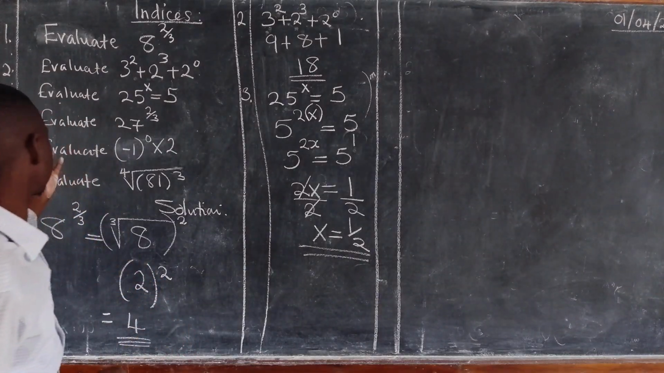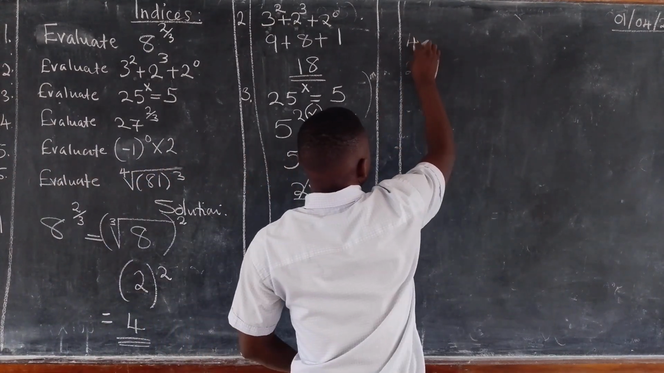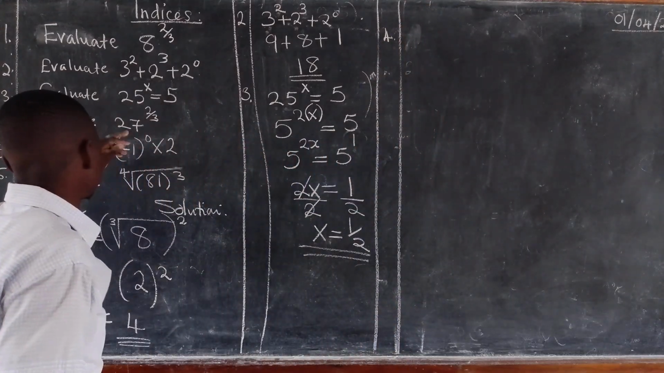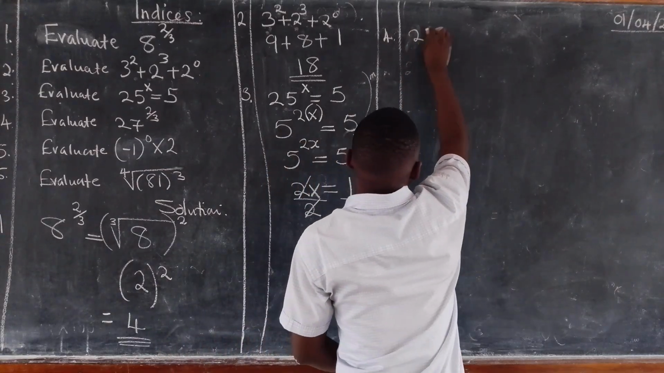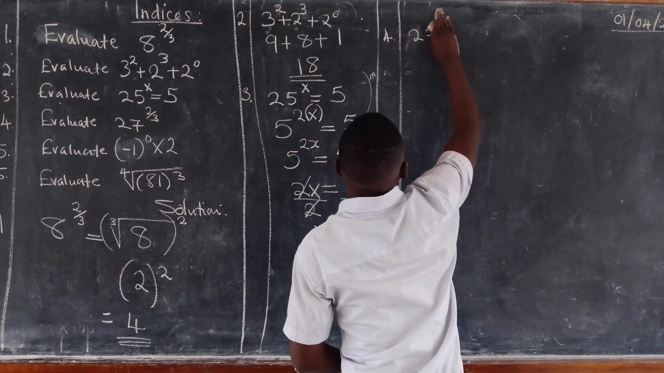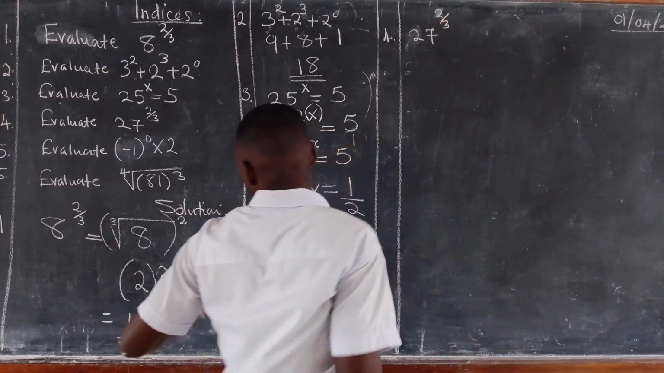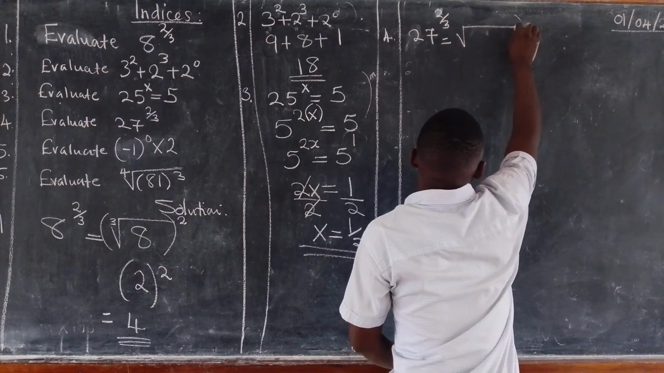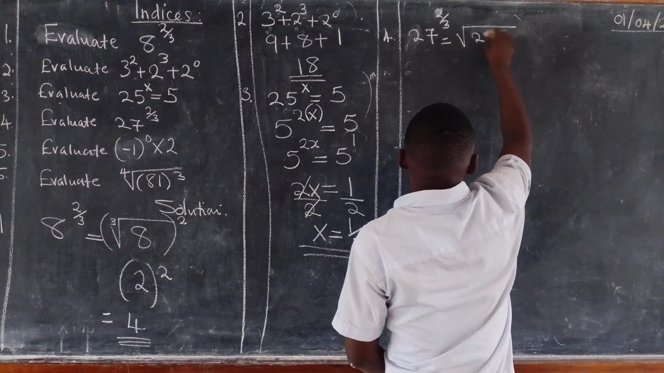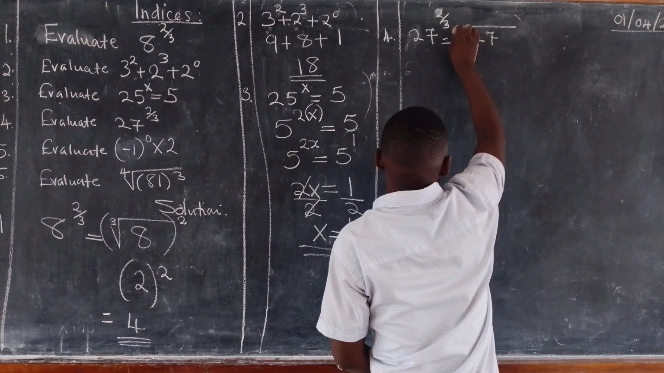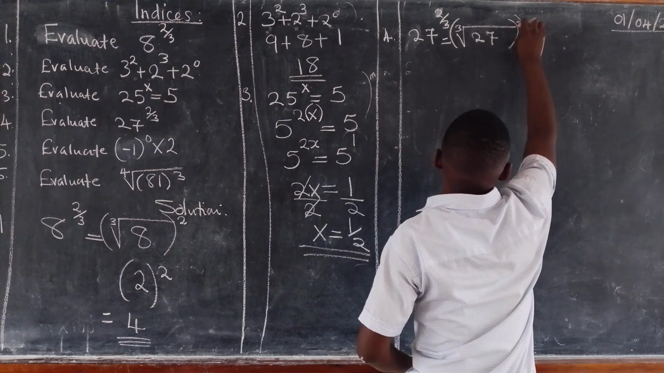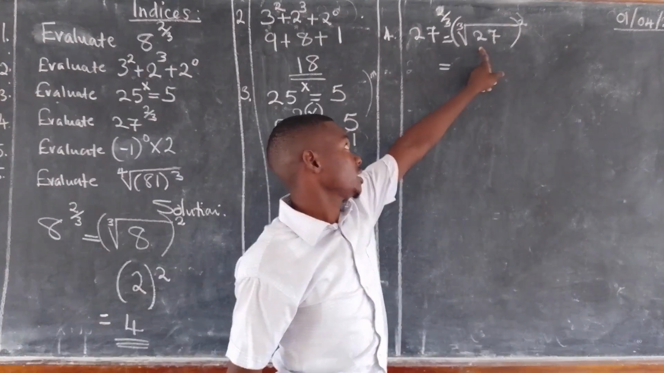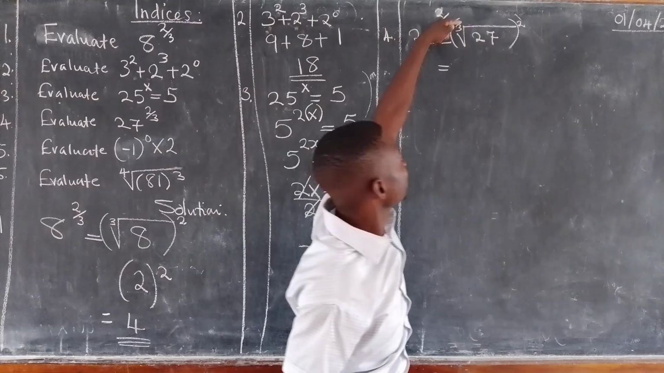We go to question 4. Question 4 says evaluate 27 to the power 1 to the power 2 over 3. The same thing which I was explaining here. So you just put the square root, then inside you put 27, then here outside you put this 3 which is here, then you close, then outside you put a 2. Then now ask yourself, which number can I multiply 3 times to get 27? Because that's the meaning of this power 3.